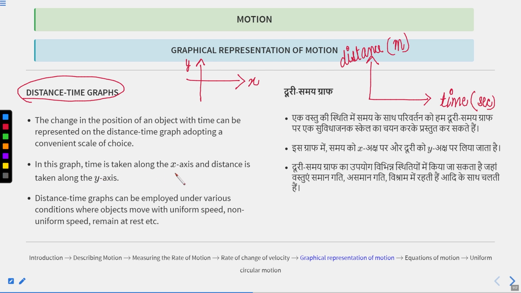Time is taken along the x-axis, and distance along the y-axis. The distance-time graph can be employed under various conditions, where an object moves with uniform speed, non-uniform speed, remains at rest, etc. So the distance-time graph mainly helps us understand and gives us information about the speed, and whether the object is in motion or at rest.